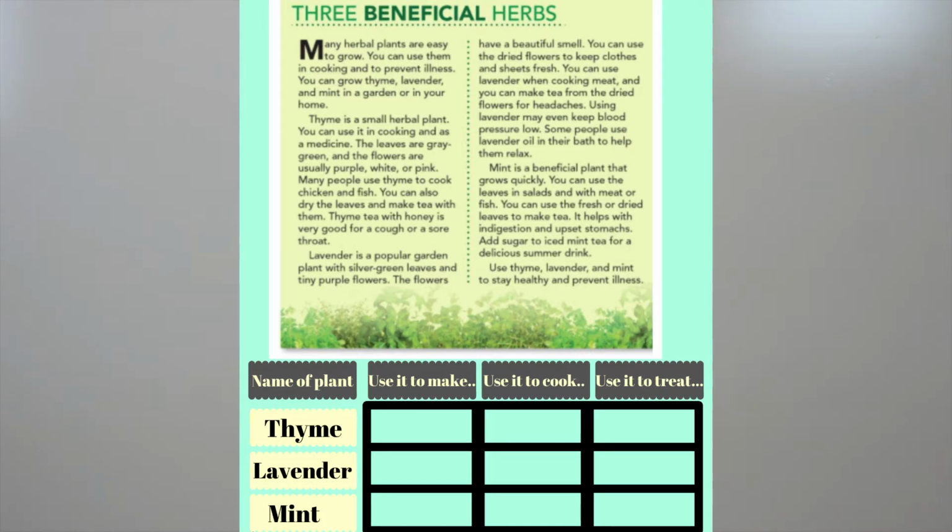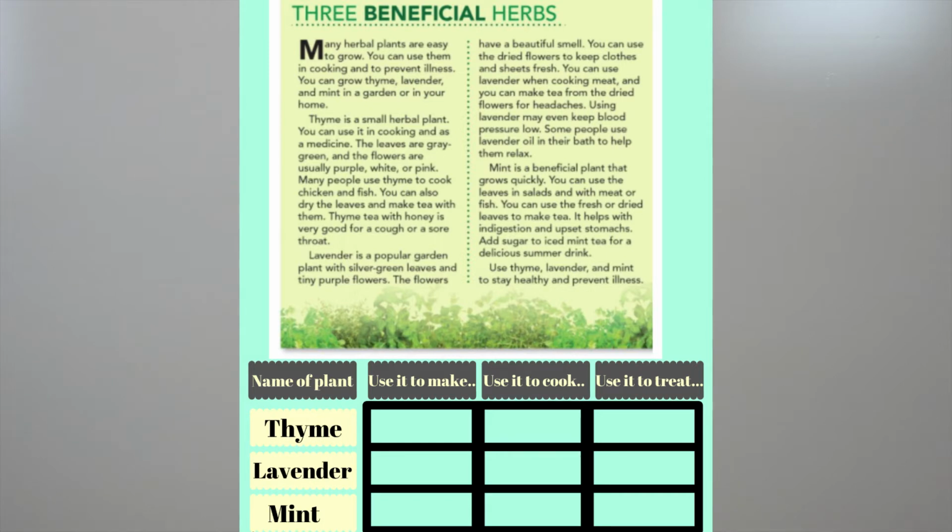Lavender is a popular garden plant with silver green leaves and tiny purple flowers. The flowers have a beautiful smell. You can use the dried flowers to keep clothes and sheets fresh. You can use lavender when cooking meat, and you can make tea from the dried flowers for headaches. Using lavender may even keep blood pressure low. Some people use lavender oil in their bath to help them relax.